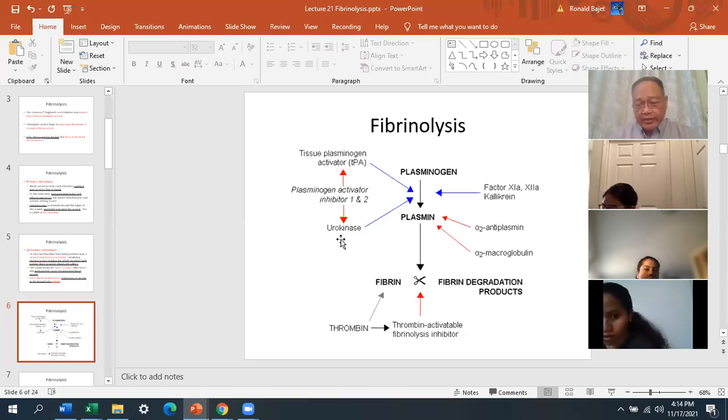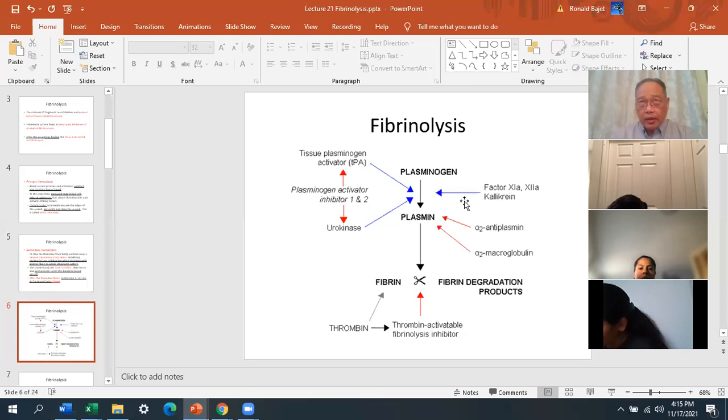There's also another enzyme, streptokinase. So here it's urokinase, streptokinase. These factors here, 11A, 12A, and kallikrein, these are activators, okay? These three components here will activate the fibrinolytic pathway, okay? So meaning that in the presence of these enzymes or proteins, the clot will dissolve, okay?